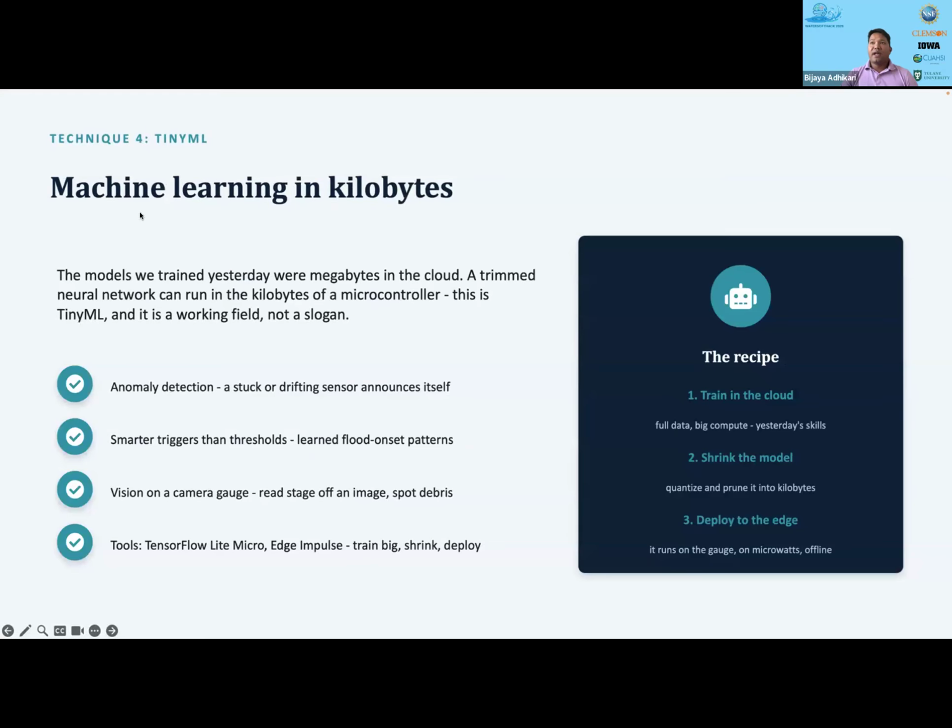Okay, and we can also do TinyML. These are machine learning models in kilobytes. So we train the full-scale model in the cloud, and then we shrink the model, basically prune the model.